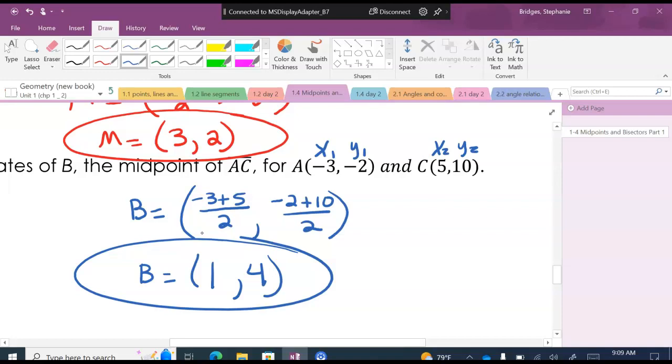Anybody have any questions? Okay, again, the difference. If it's a number line, you just add and divide by 2. If it's ordered pairs, you're still doing the same thing. Just add the x's divided by 2, add the y's divided by 2.